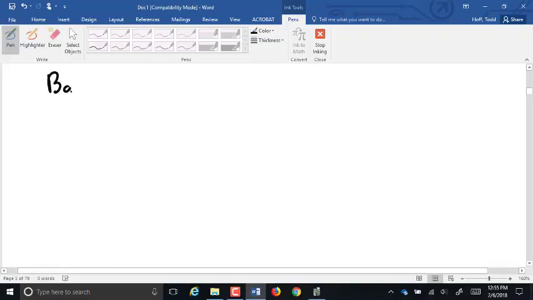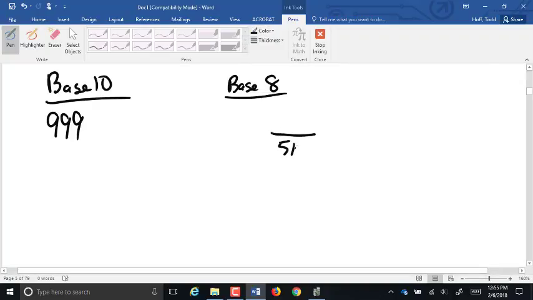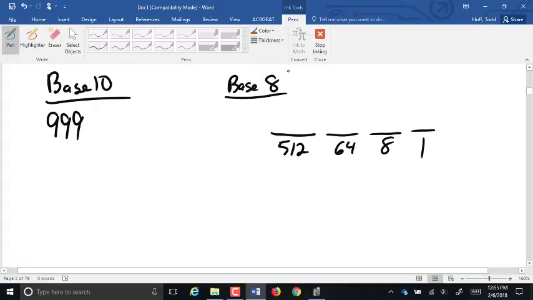Let's try base 10, 999, going into octal. Make it a little simpler, I'm just going to write in our place values there. 512, how many times does it go into this? Once. Very good. I'm going to put a 1 on the 512. 1 times 512 is just 512. I subtract, get 487.